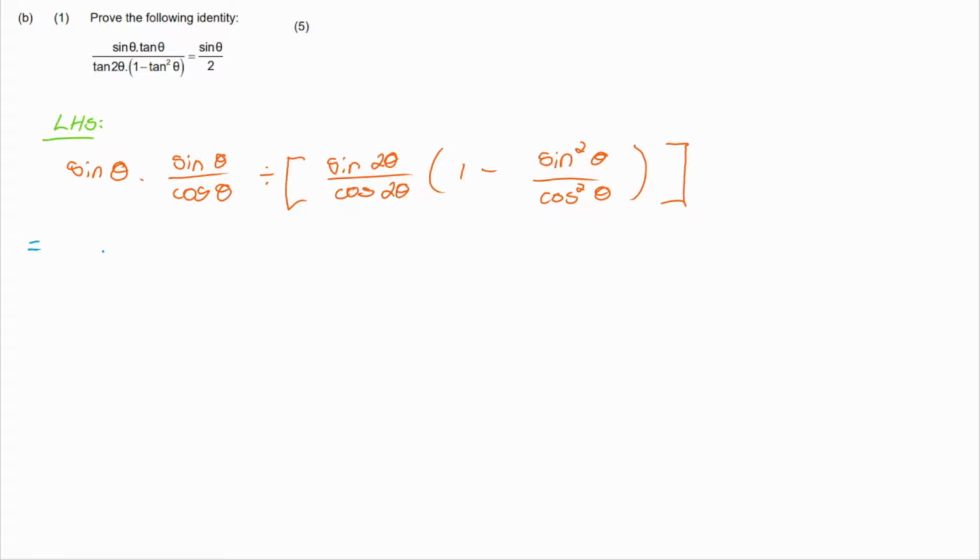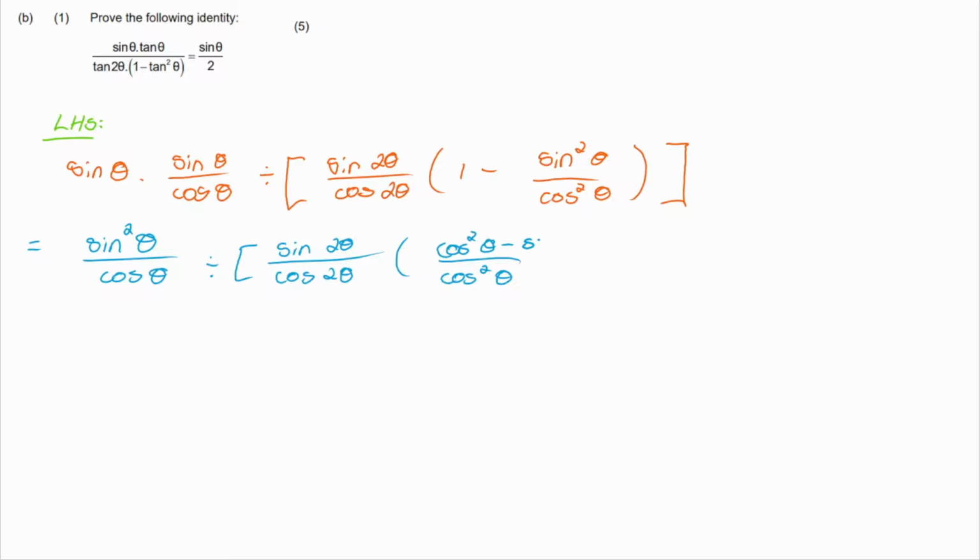So in our next step, we're going to get sine squared theta over cos theta divided by, this thing isn't going to change. We're not going to expand out immediately because we're not sure which one we need to choose. Then to make this smaller, we can use the LCD. We can have an LCD of cos squared theta, and what we're going to get then is cos squared theta minus sine squared theta.